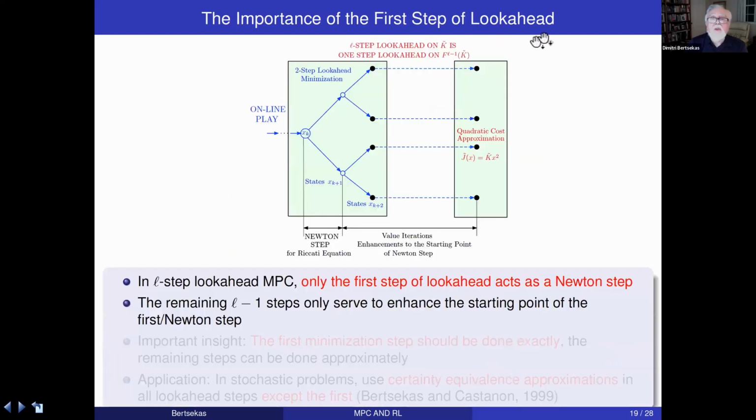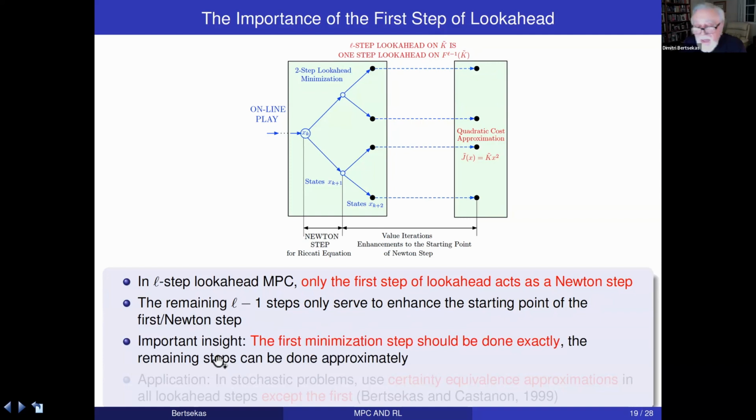So let's reflect on the importance of the first step of look ahead. Again, this is the same figure as before. L-step look ahead is one step of look ahead on a different modified terminal cost function. The first step of look ahead acts like a Newton step. The remaining L-1 steps only serve to enhance the starting point of the first Newton step.